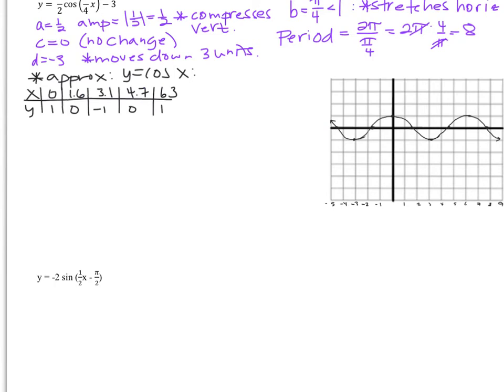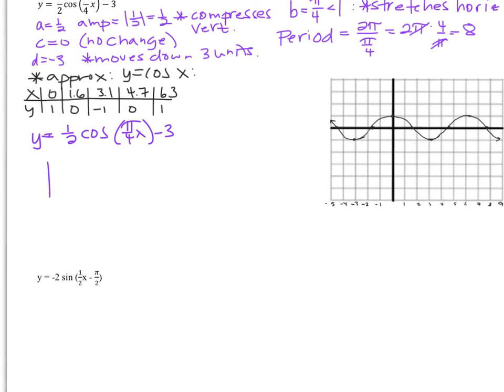Hopefully your graph looks something like mine on the right. Let's go ahead and take a look at our translation. Remember, with the period of the function, we're now going to change the inputs, and with the a and the d, we're going to change the outputs too. We've got both things happening here. y equals 1/2 times cosine of pi over 4 x, minus 3.